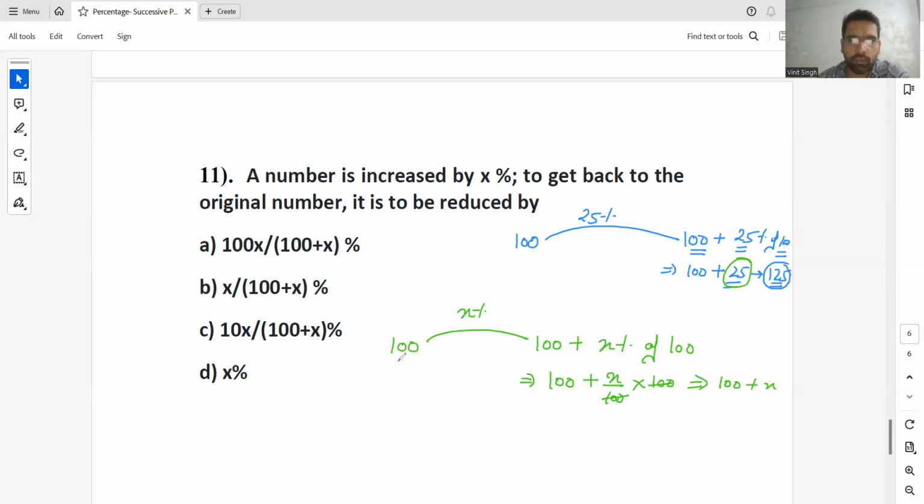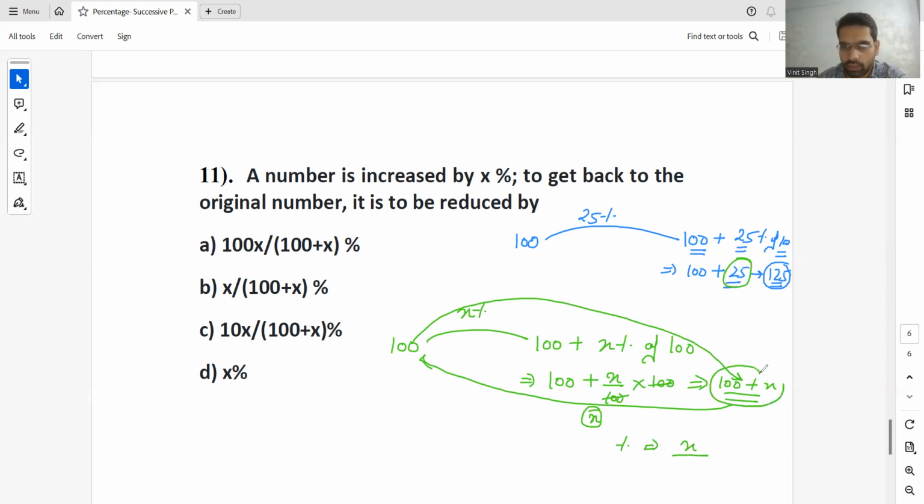Now, the original number is 100 and it becomes 100 plus X. Now, we have to go back to the original value. So 100 plus X minus 100 is equal to X. So the percentage is equal to X upon the number after increment into 100. So it becomes 100X upon 100 plus X percentage. So option A will be the right answer.